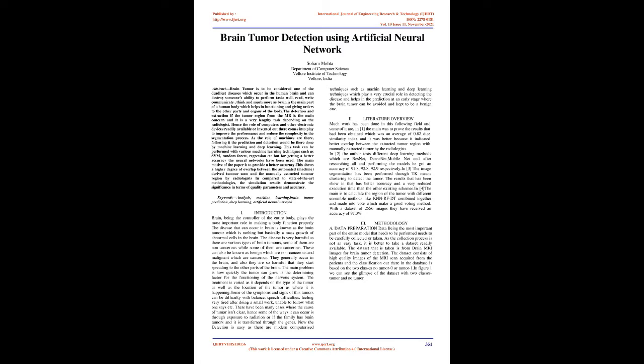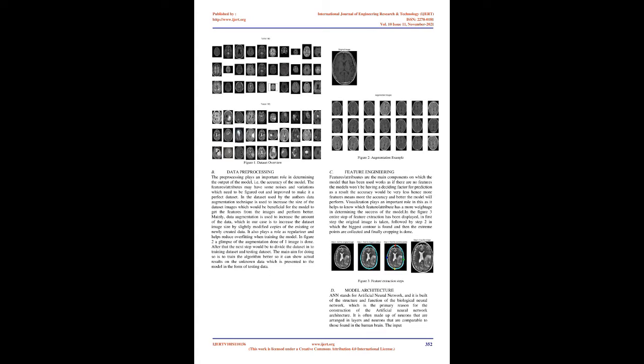There have been many cases where the cause of the tumor isn't clear. Some of the ways it can occur are through exposure to radiation or if the family has brain tumors and it is transferred through the genes. Now the detection is easier as there are modern computerized techniques such as machine learning and deep learning techniques which play a very crucial role in detecting the disease and help in the prediction at an early stage, where the brain tumor can be avoided and kept to be a benign one.